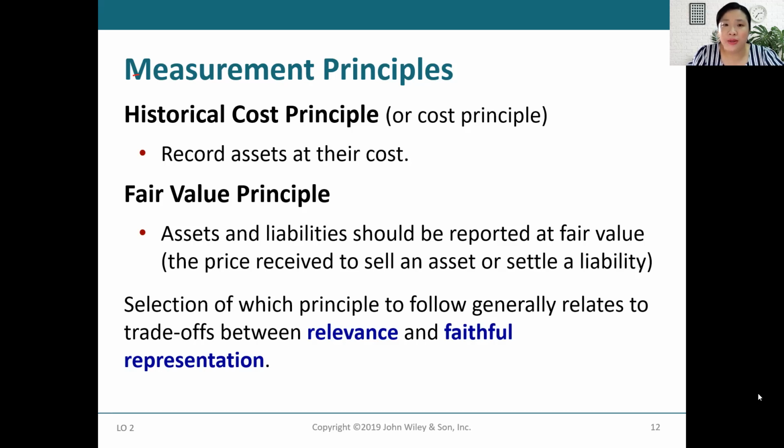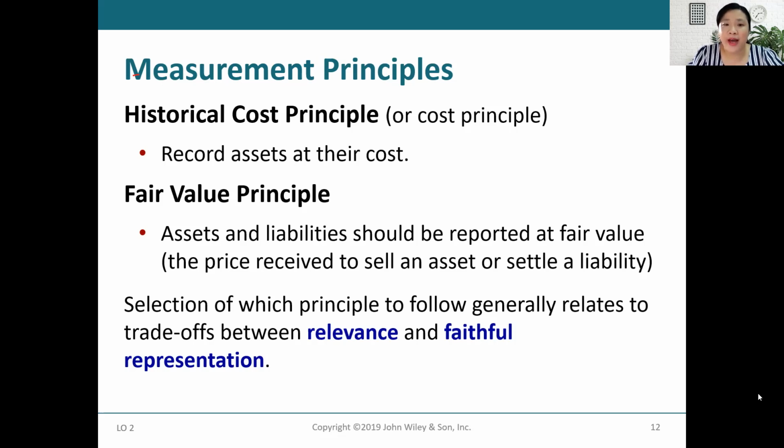According to the historical cost principle, we should record assets at their cost. It means that when we bought the table, the cost was 1,000 baht. So in that case, we need to record the table at 1,000 baht instead of 1,500 baht when the price increased the next day. So this is called the cost principle: record assets at their cost.